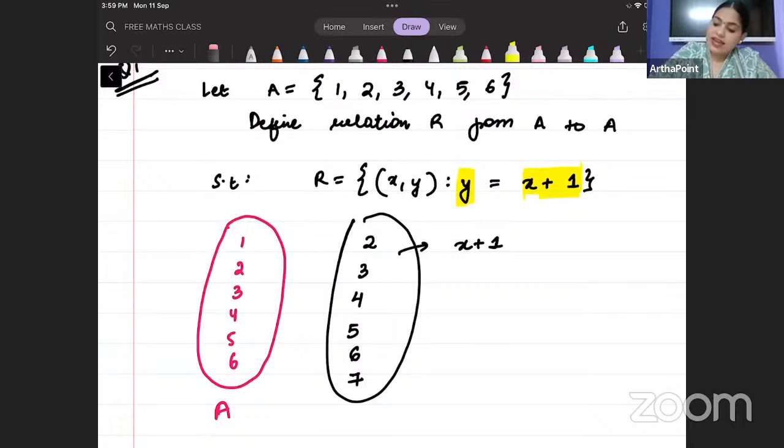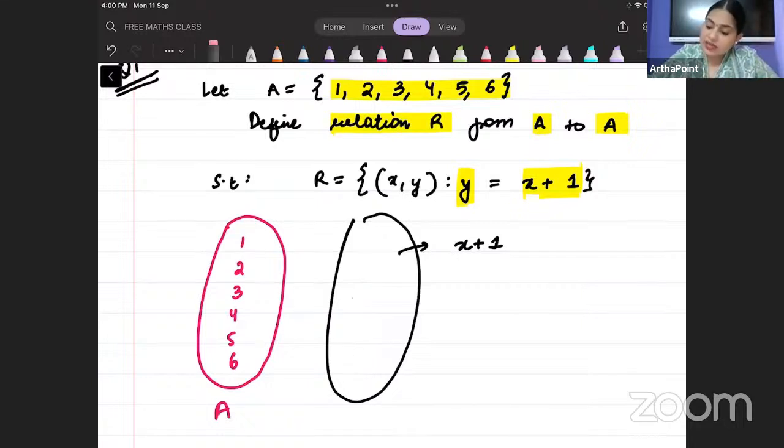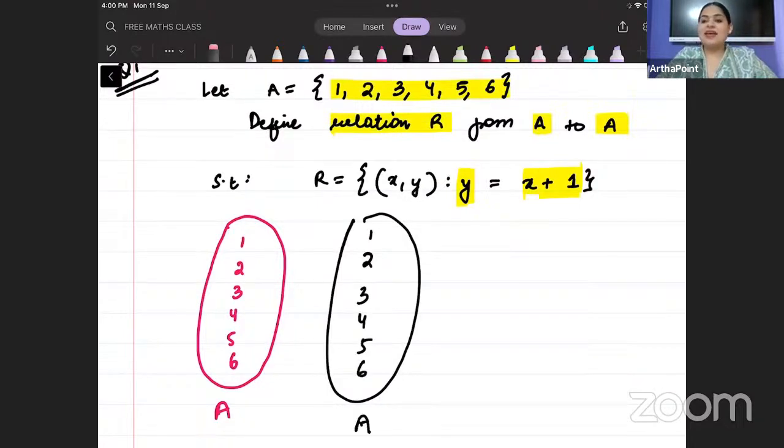Why? I have to create a relation from A to A. That means if A has 1 to 6, I should not have 7 here. So I should not have 7. A is from 1 to 6, right? So what I write here will also be from 1 to 6. This is the tricky part. The relation is between A and A, so on both sides I will have A.